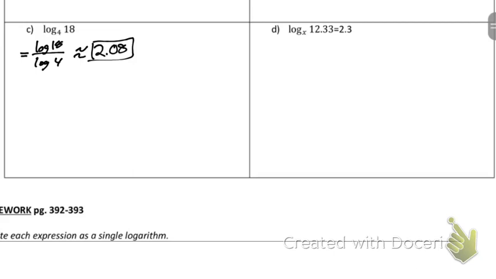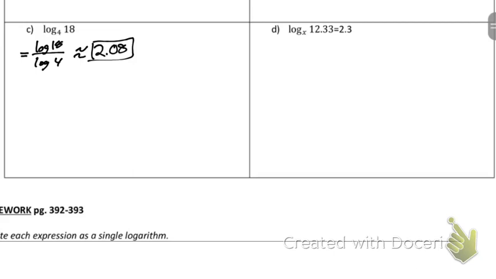So you could use our change of base thing. I could say the log of 12.33 over log of x equals 2.3. Multiply stuff, slowly solve our way down there. It will work. I'm going to pick an easier way to do it.